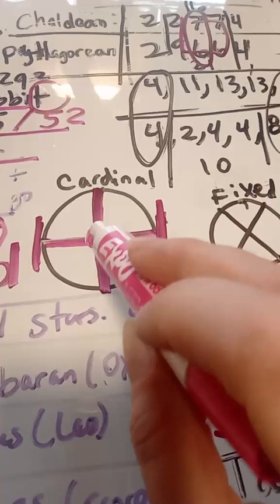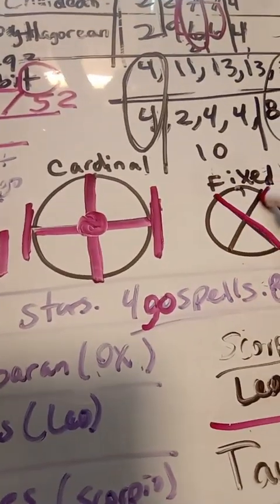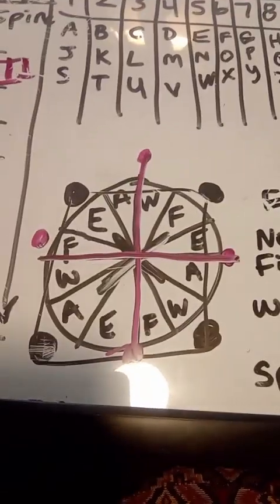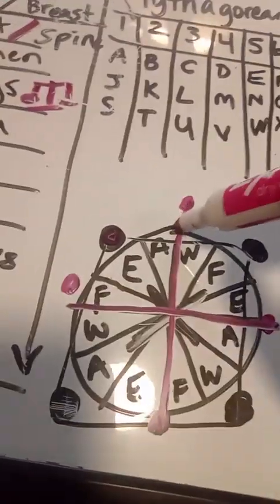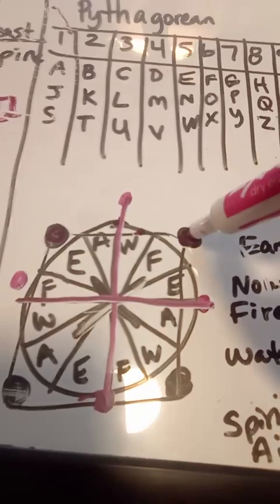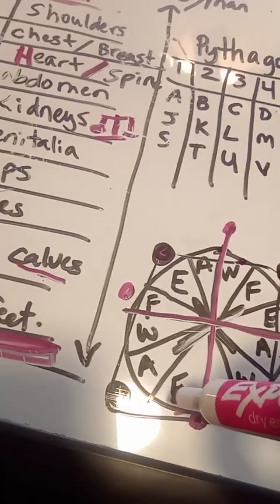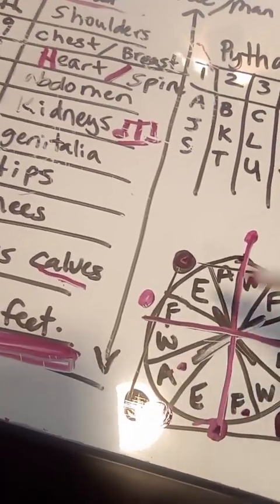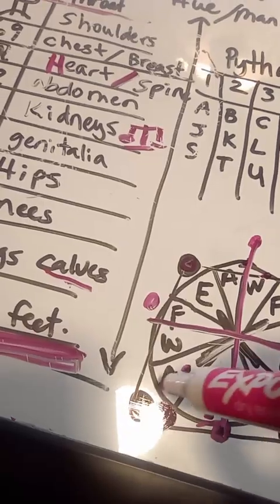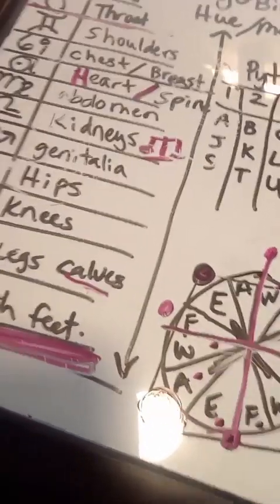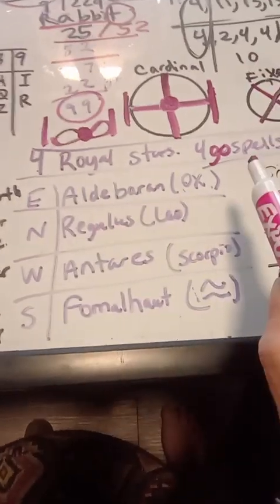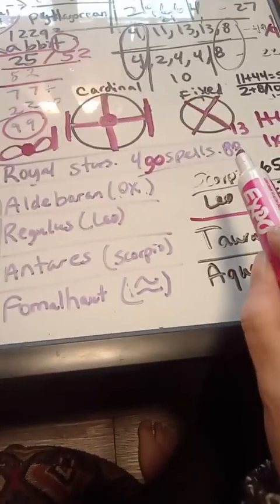Okay, and your fixed positions are not cardinal. Notice how this creates the multiplication symbol. Okay, so when we come back over to our wheel here, we'll have cardinal, fixed, mutable, cardinal, fixed, mutable, cardinal, fixed, mutable, cardinal, fixed, mutable. Okay, and this is what creates your 4 corners. Okay, the fixed signs, they are the royal stars. They're your 4 gospels. They're fixed for the 88 windows.